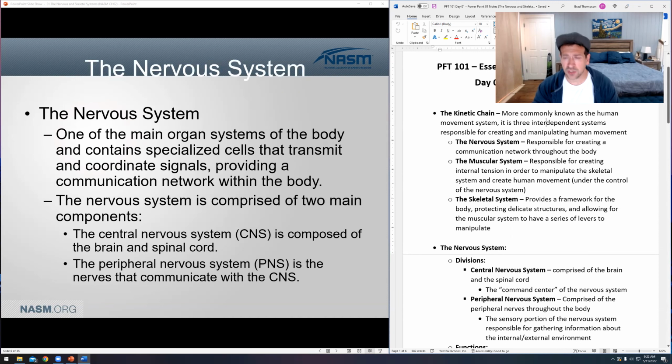So your nervous system is responsible for creating the communication network throughout the body. Its job is really to communicate with the other systems and act as the command center. The muscular system is designed to create the internal tension that actually moves us around. Each one of those individual muscular organs is able to shorten, and then it's able to relax.